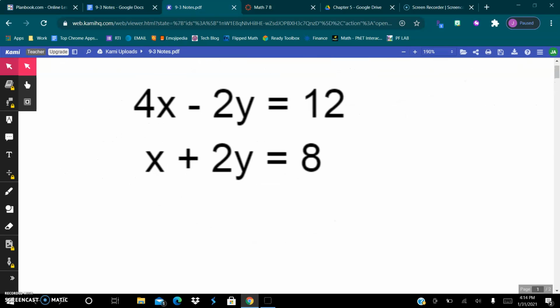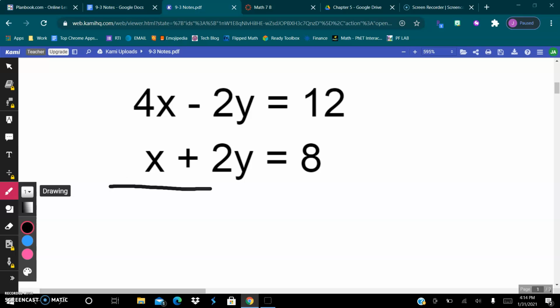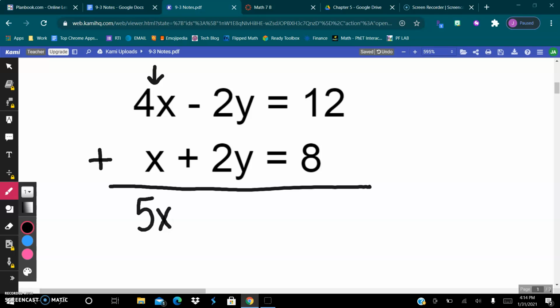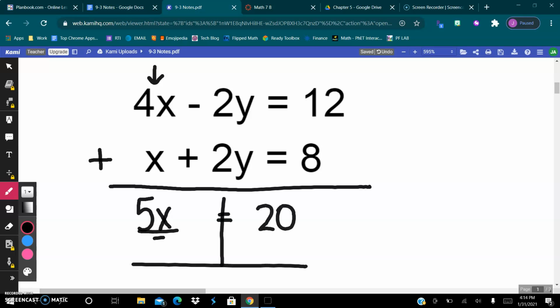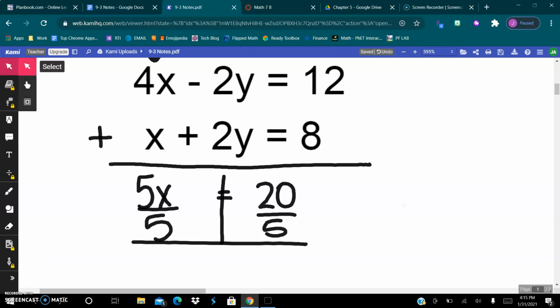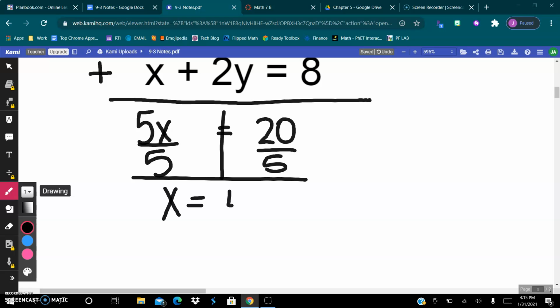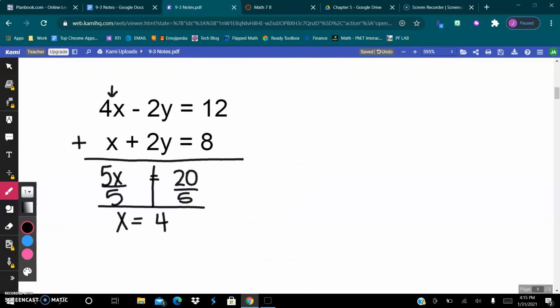So for this one, if we turn this into an addition problem and we add going straight down, add the x's together. So we'd have 4x plus 1x is 5x. And then negative 2y plus 2y would be 0. So that's gone. Bring down our equal sign, and then 12 plus 8 is 20. And then we would have to divide both sides by 5 since that is multiplication. x would equal 4. So when we're solving a system, remember, we're looking for that ordered pair where they cross, and we just figured out pretty quickly that x was 4.